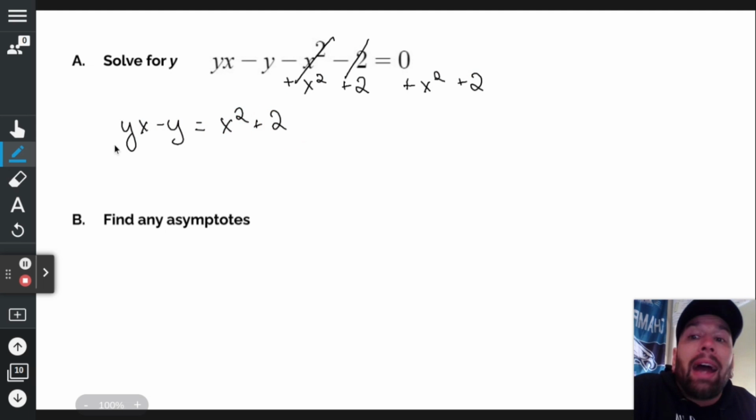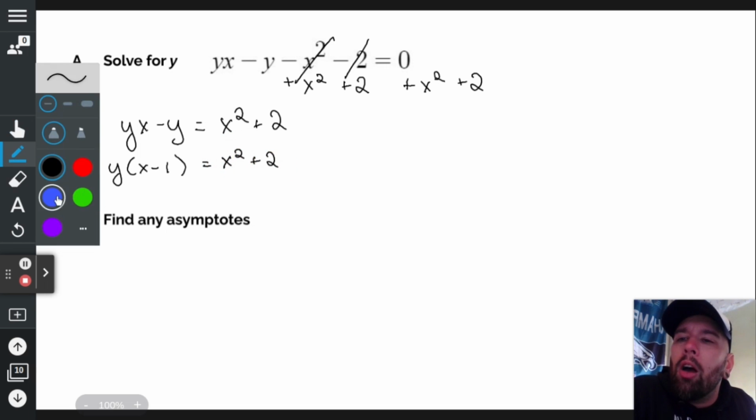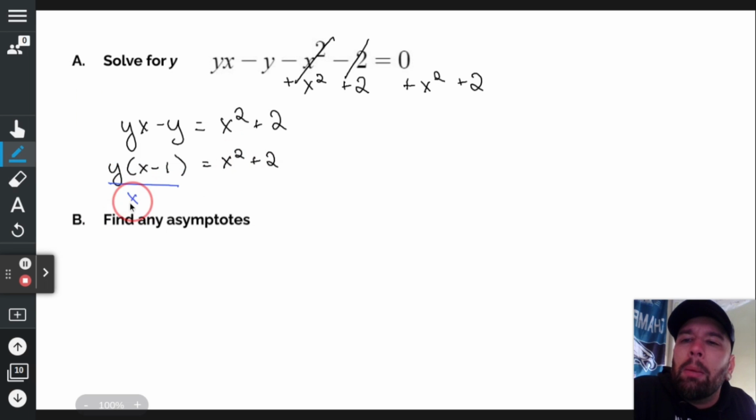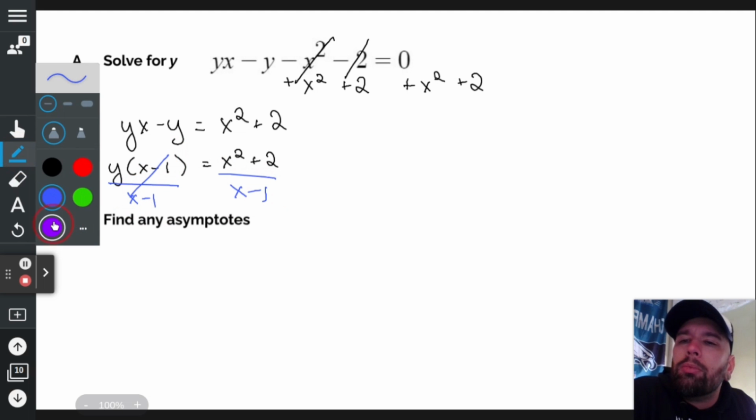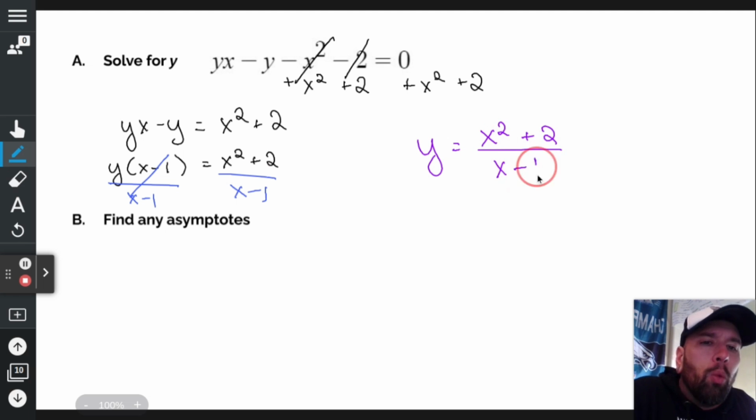I'm going to factor a y out so that I have just one y living on the left. So y times x minus 1 equals x squared plus 2. And in order to get y all by itself, I'm going to divide everything by x minus 1, cross you out. So my equation ends up being y equals x squared plus 2 over x minus 1.